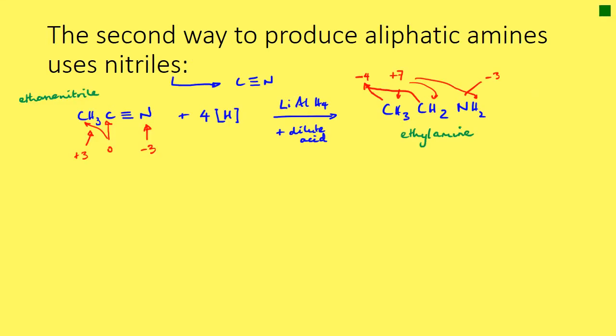Yeah, so the second way to produce aliphatic amines is to use nitriles, and to reduce nitriles. So firstly, should we check that we know what a nitrile is? This is a compound with a carbon-nitrogen triple bond like this. That's a nitrile. So let's start off with ethane nitrile. It's going to have 2 carbons in it because it's ethane. So we're going to have CH3C triple bond nitrogen. That is ethane nitrile.